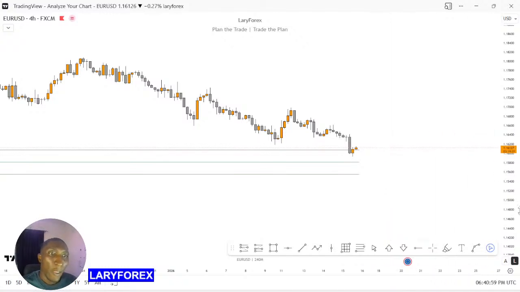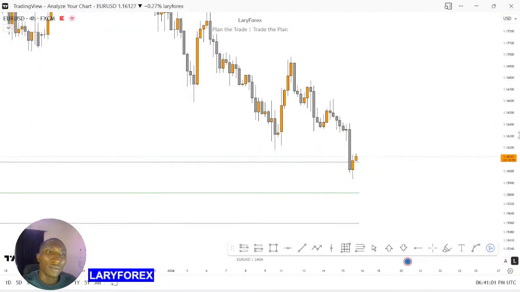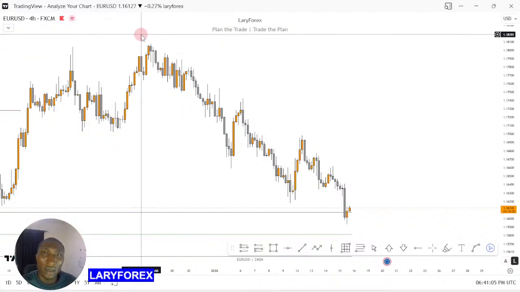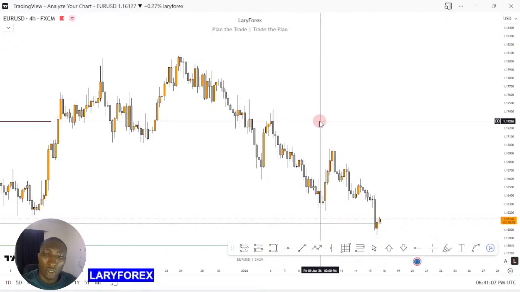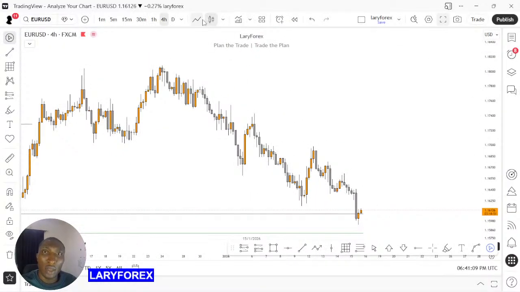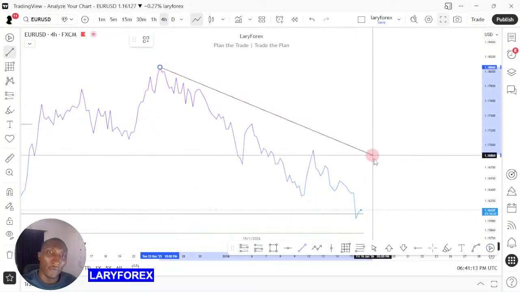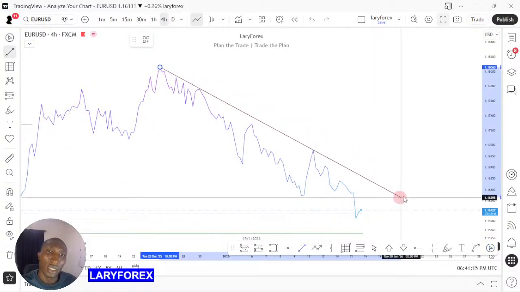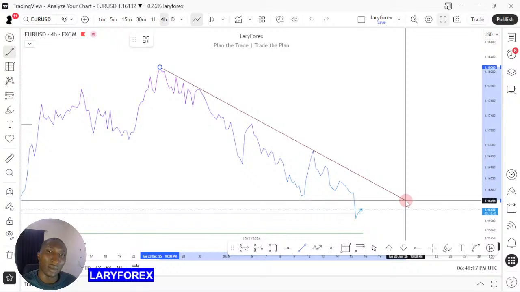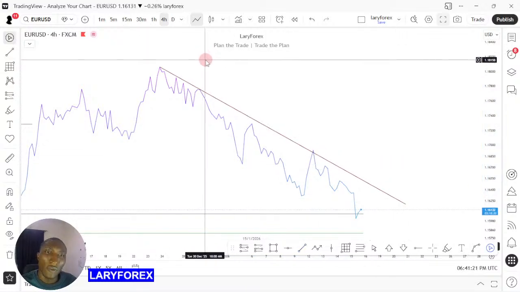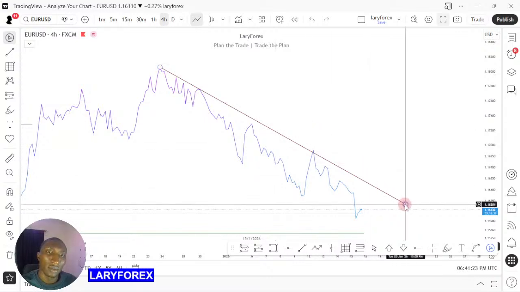Now on our 4-hour time frame, you can see that price is still trending down. Price is still very much bearish. Let me put on a line chart so that I will be able to draw out the trend line effectively. So this is the 4-hour time frame trend line.